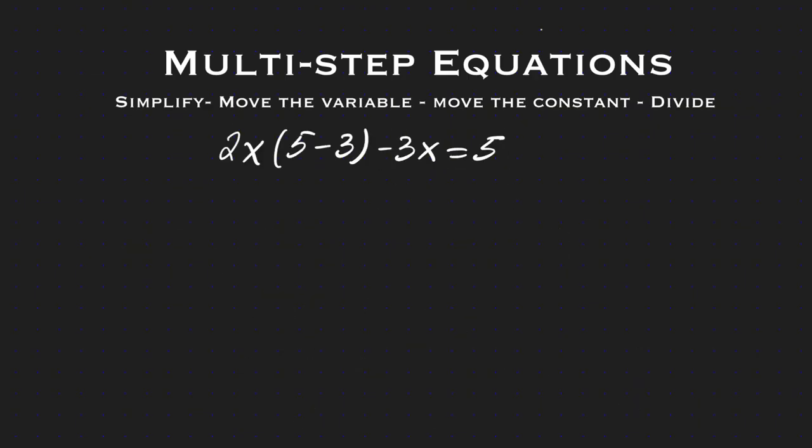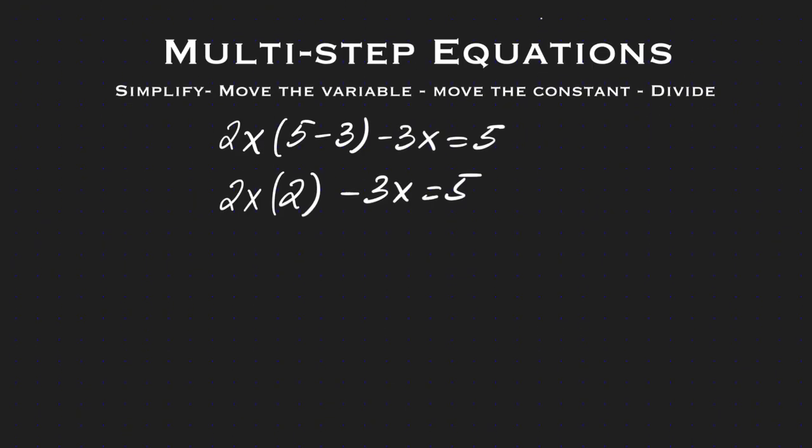Here's another example. Before I simplify, I want to do what's inside the parentheses. Since 5 minus 3 is possible to do, I'm going to do that first. So 2x, what is 5 minus 3? That will be 2. Minus 3x equals 5. So you have to really pay attention. You could have multiplied 2x by 5 and 2x by negative 3. It would have been the same answer. But this will be easier since order of operations tells us you have to do the parentheses first.